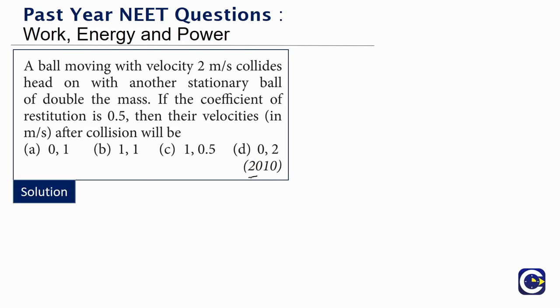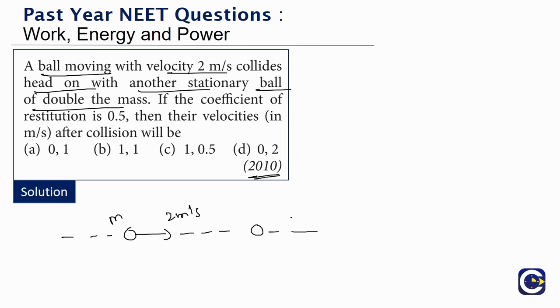Next we have another question based on collision. This has come in the year 2010. A ball moving with a velocity 2 meter per second collides head on with another stationary ball of double the mass. Means they are not giving us the masses, right? So let us say the first object is of mass m. It is moving with a velocity 2 meter per second. Head on collision means the velocities of the particles before the collision as well as after the collision will be confined to a straight line.